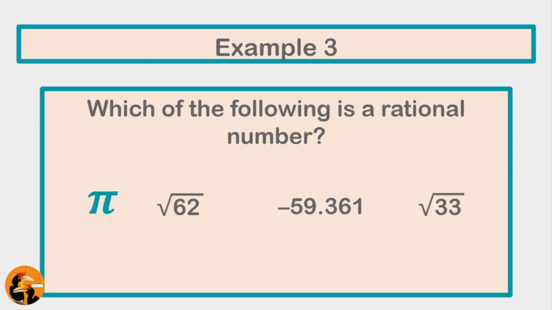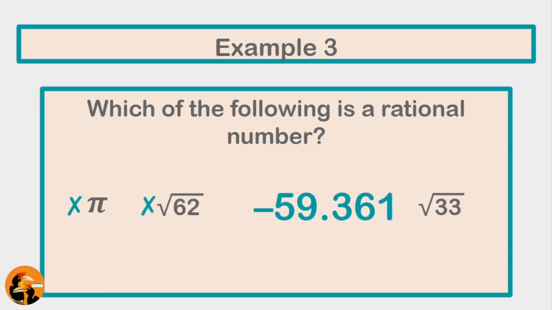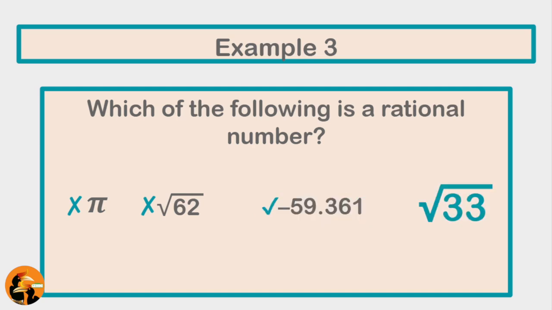Well, we know that pi is irrational because its decimal expansion doesn't repeat or terminate. Now, since 62 is a whole number and no whole number times itself equals 62, 62 is not a perfect square, so the square root of 62 is irrational. Negative 59.361 is a terminating decimal, so it is a rational number. And like 62, 33 is not a perfect square, so its square root is irrational. So negative 59.361 is the only rational number here.